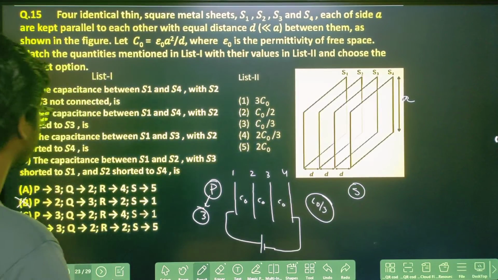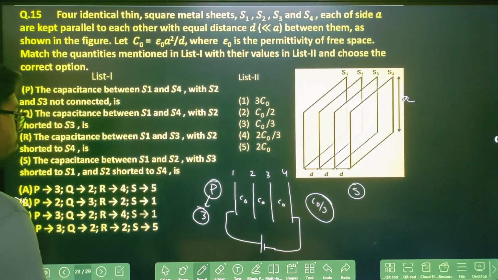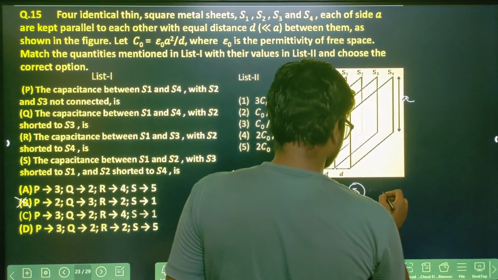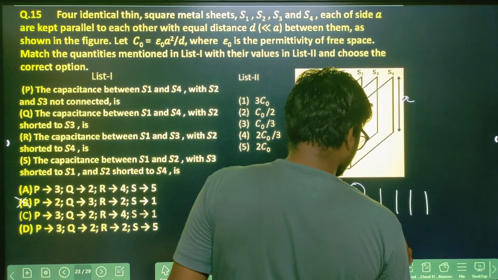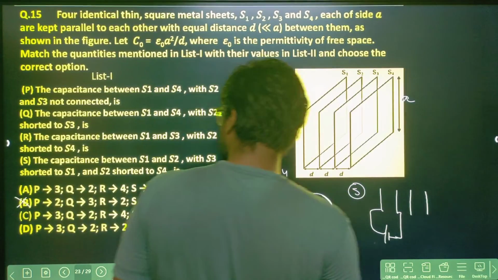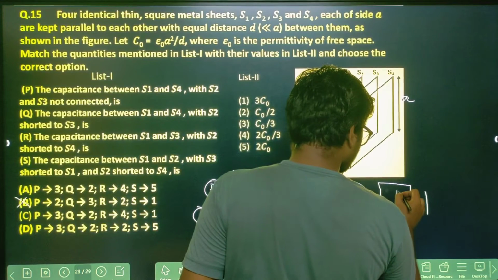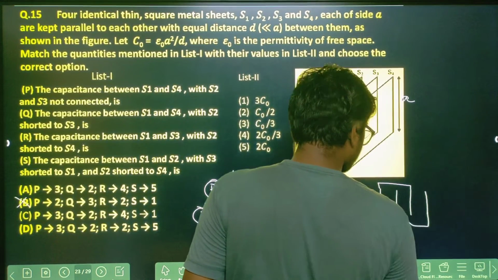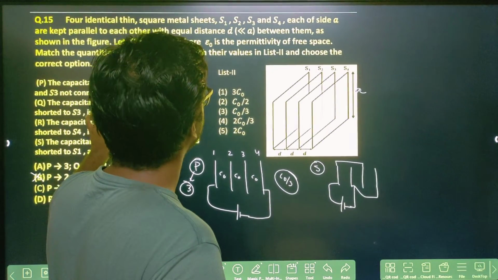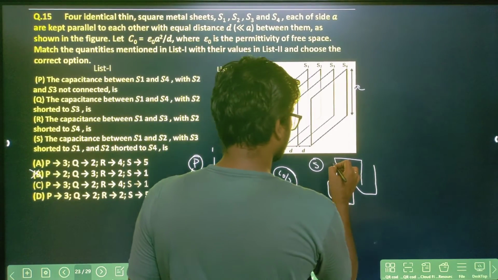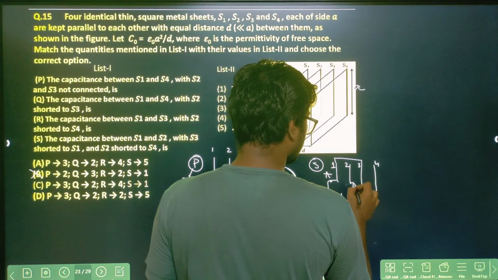For S, the capacitance between S1 and S2 with S3 shorted to S1 and S2 shorted to S4, right? So this is 1, 2, 3, 4. Between S1 and S2, this is connected here. Now they are telling S3 shorted to S1, this one shorted to this one, like this. This type of arrangement, you know how to do this thing, right? So here I am doing. This is basically 1, 2, 3, 4, and this point I can take A, this point I can take B.